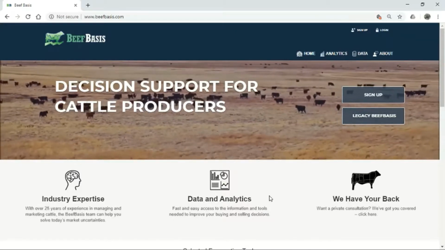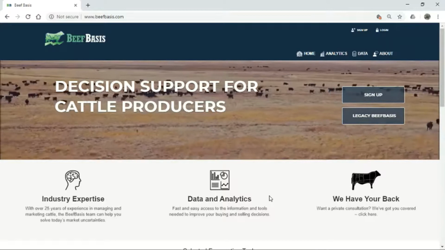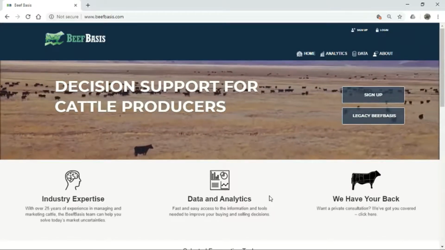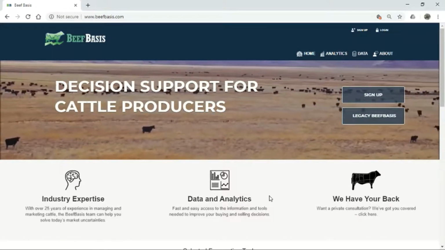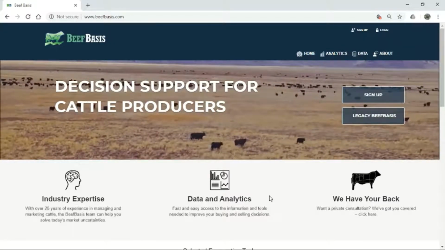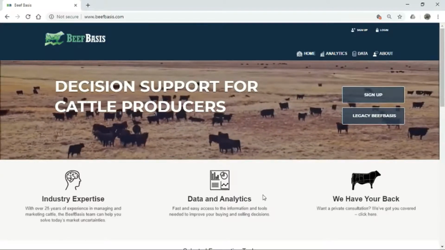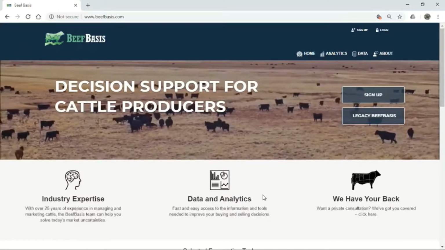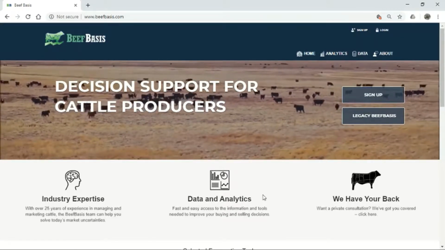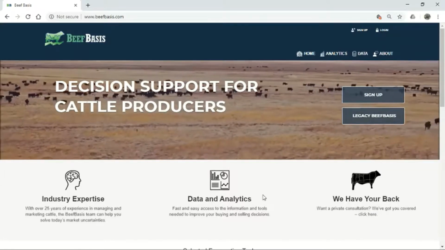Beef Basis was developed in 2004, rolled out in 2006, and its primary purpose is to help people understand the relationship between the feeder cattle futures and the price expectations for cattle that are lighter, of a different sex, or in a different location, or at a different date than the front month feeder cattle futures contract. So let's explain this for a second.